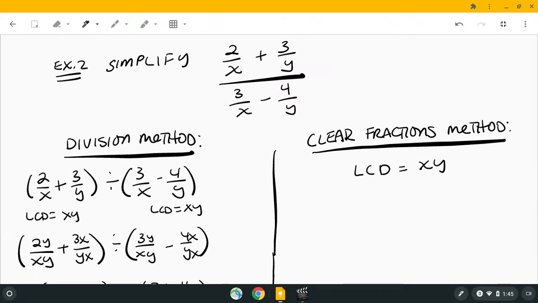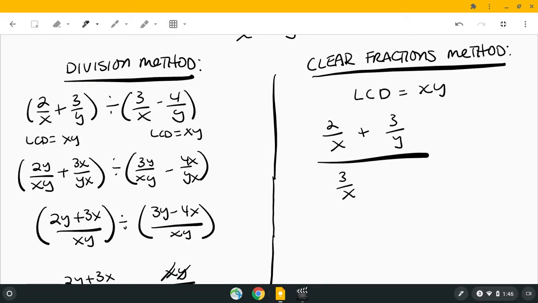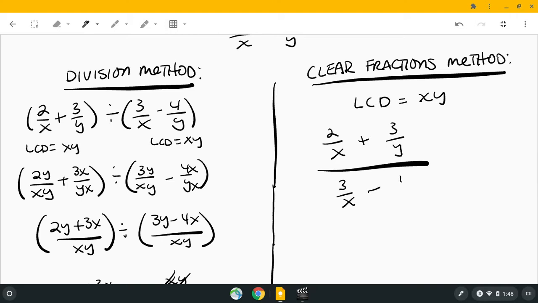LCD method. I would take this problem, 2 over x plus 3 over y over 3 over x minus 4 over y, and I would multiply everything by the LCD, which we said is xy. So multiply here by xy, here, here, and here. And by doing that, your denominators cancel out. x cancels, y cancels, x cancels, y cancels. Okay?